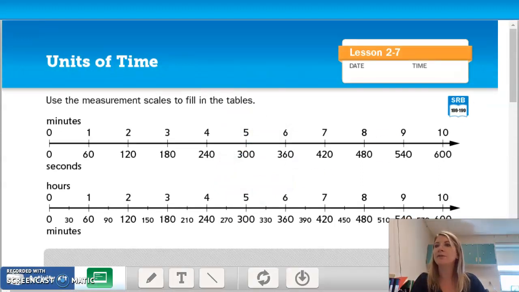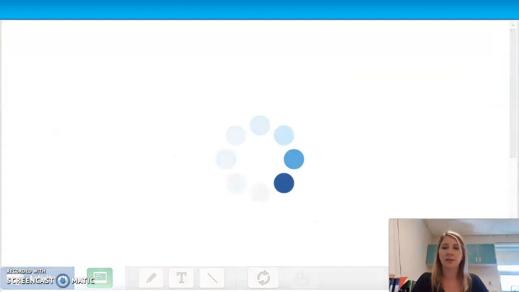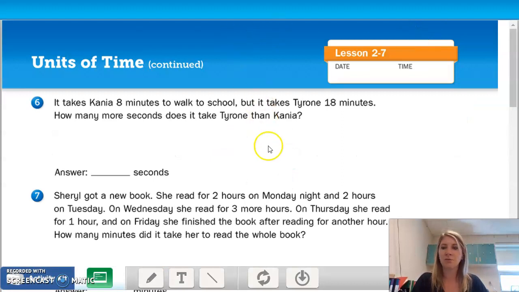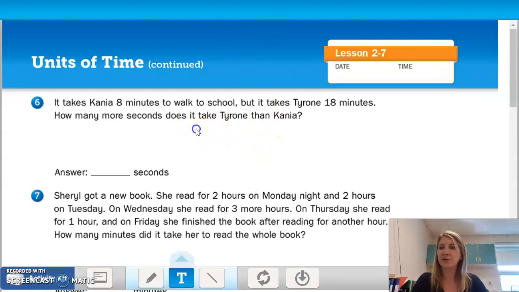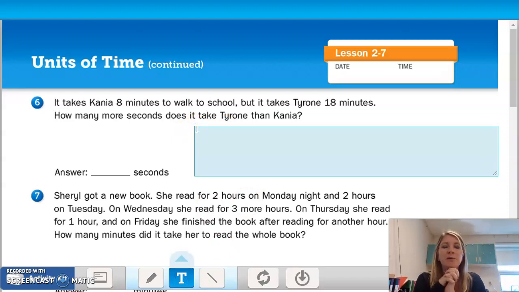All right, let's move on over to page 50. We've got more of these to go. All right, I'm going to pull out my tool. It's a lot easier and neater for you guys. Let's see what number model we have.